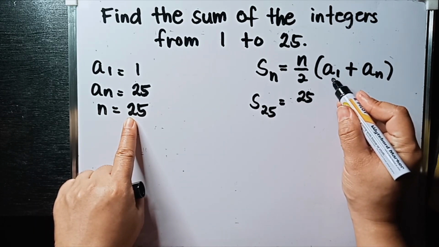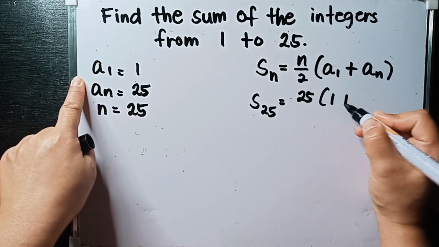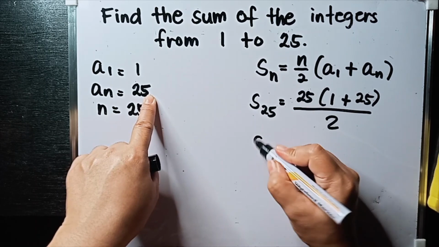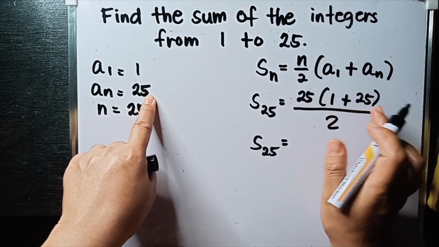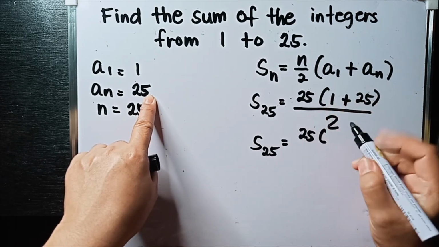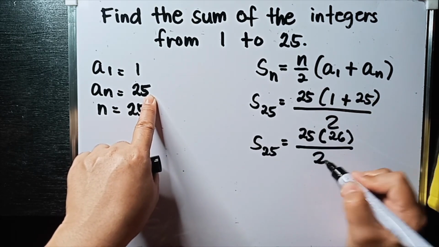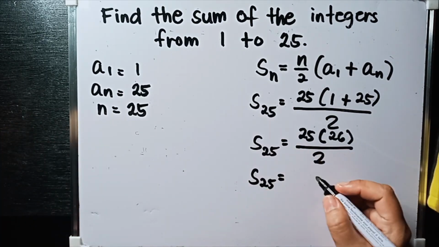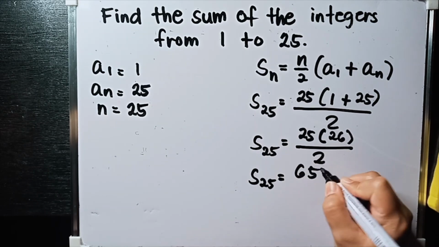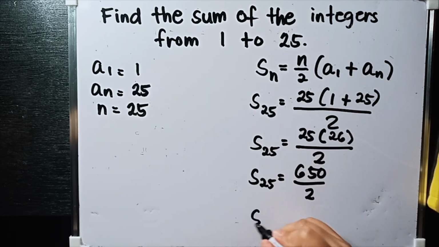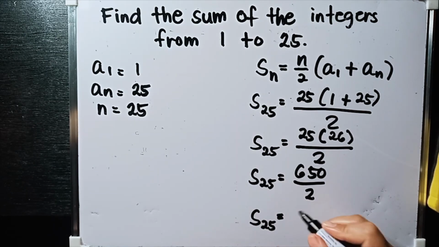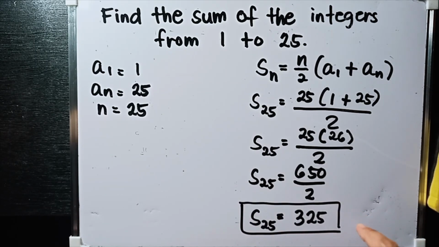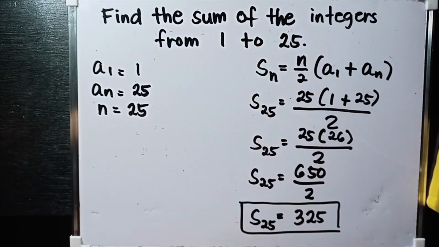A sub 1 is 1 plus our last term which is 25 divided by 2. Let us work on with the parenthesis muna. So, 1 plus 25 is 26 divided by 2. So, S sub 25 is 25 times our 26 is 650 divided by 2. So, S sub 25 is 325. So, it means this is the sum of the integers from 1 to 25.